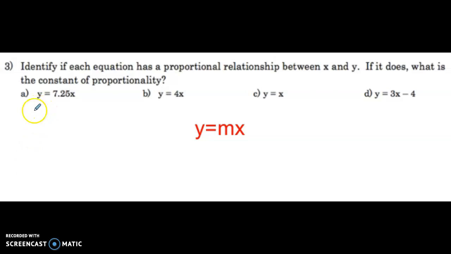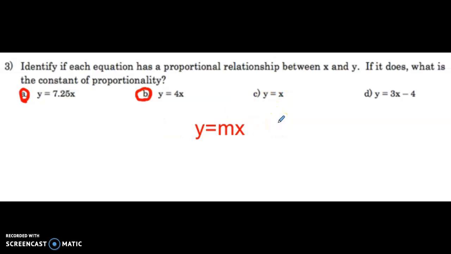So in A, we've got y isolated, we've got a coefficient, 7.25, and then we have x. No constants, no exponents, nothing else going on here, so we have a proportional equation. B, very similar setup, except we have a whole number as our coefficient.